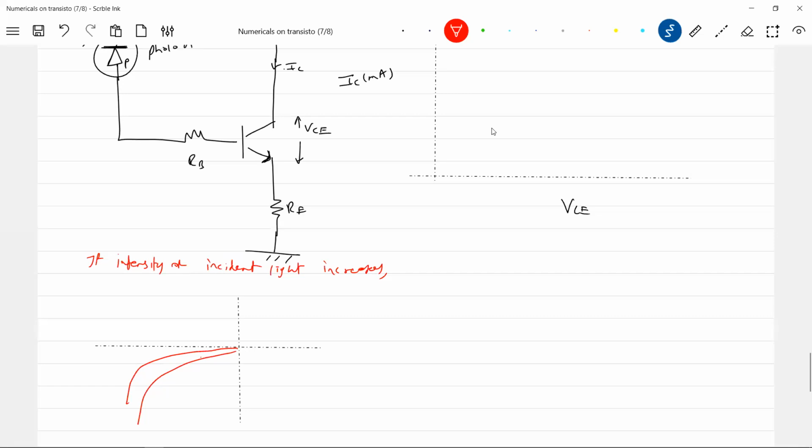Is that okay? So the curves were of something like this, no? So as we increase the intensity of light incident on the photodiode, the reverse current will increase, the photo current will increase. I think the curves were like this. Okay, I'll make changes. Is that okay?